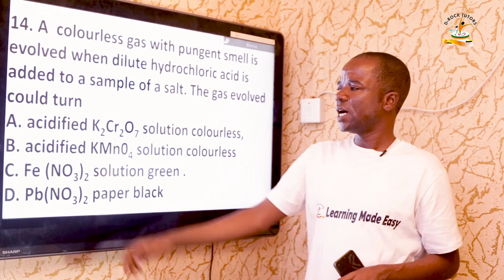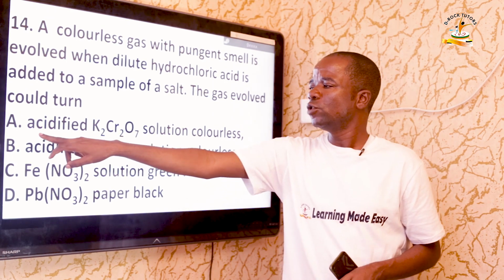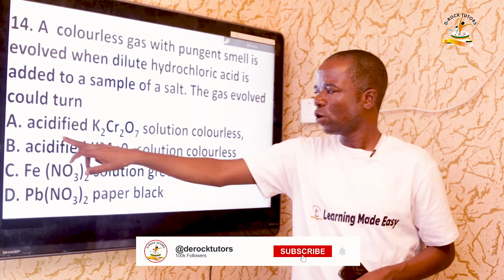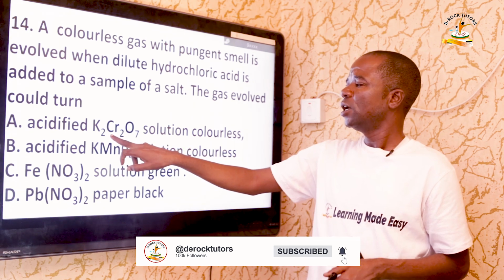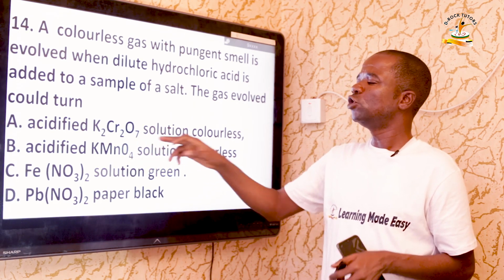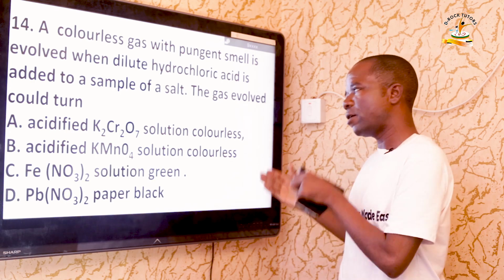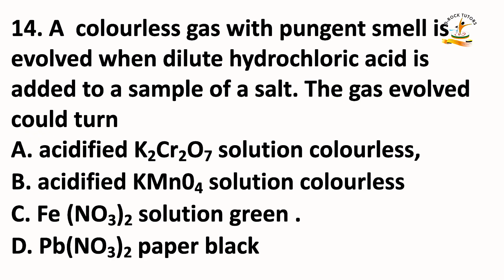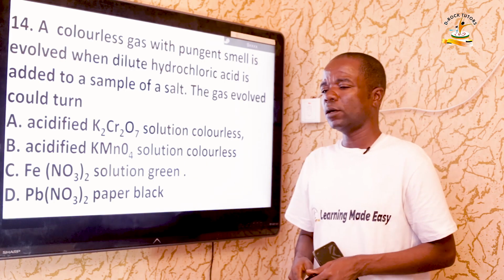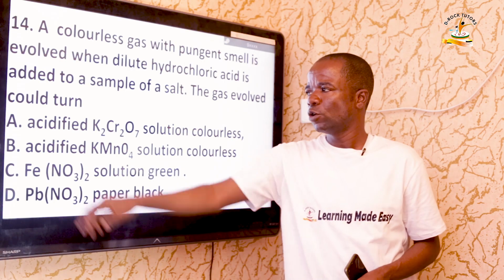Don't forget that even though SO2 will change the color of acidified K2Cr2O7, it will change it from orange to green, not colorless. So that's why the correct answer is B. SO2, which is the most likely colorless gas being referred to here, will turn acidified KMnO4 solution from purple, which is the original color, to colorless. That is the correct answer, option B.